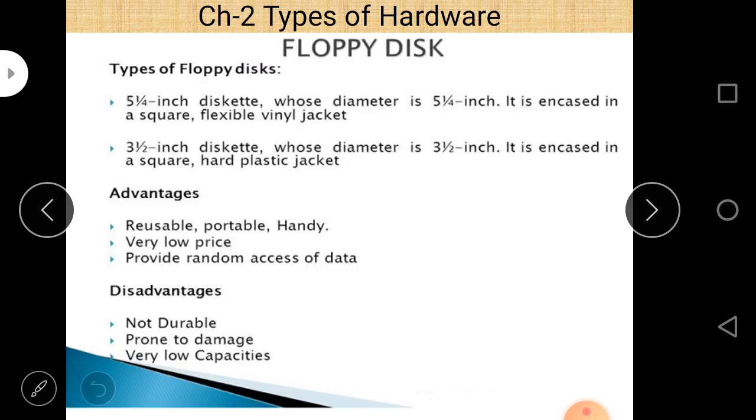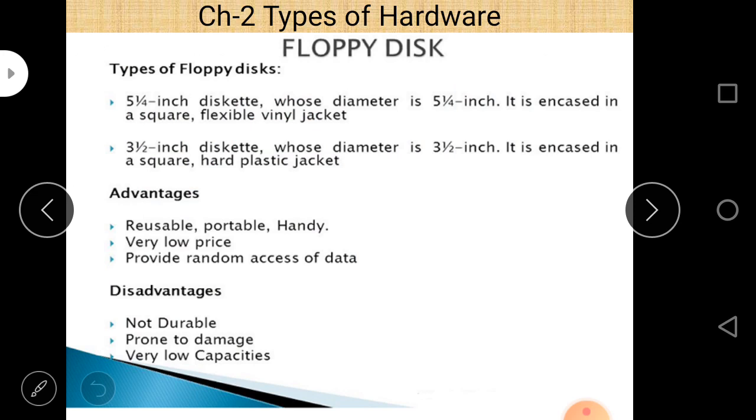Types of floppy disk: the 5.25 inch floppy disk is a disk whose diameter is 5.25 inch. It is encased in a square flexible vinyl jacket. The 3.5 inch disk has a diameter of 3.5 inch. It is encased in a square hard plastic jacket.